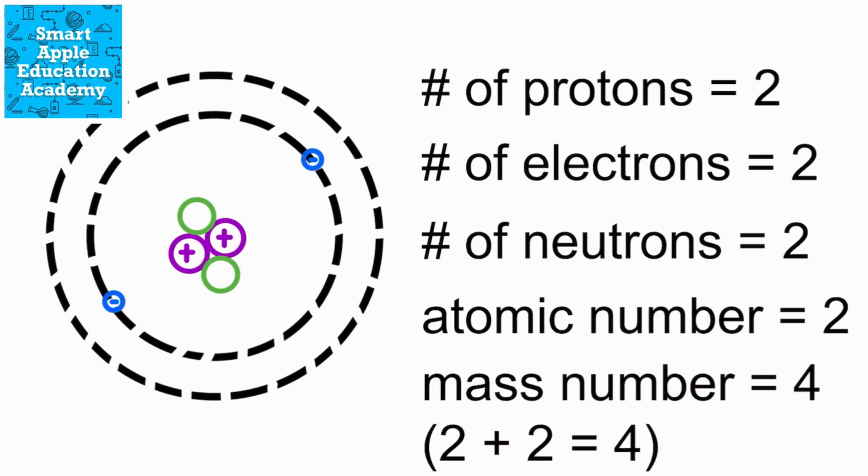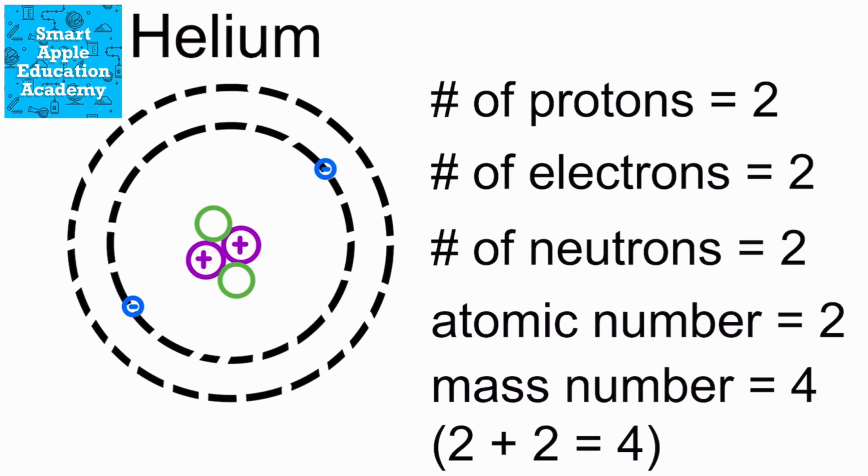If you have a periodic table in front of you, you'll be able to see that the atomic number of 2 matches with the element of helium. So this diagram actually is about helium. I hope you learned about protons, electrons, neutrons, atomic number, and mass number of a neutral atom from this video.